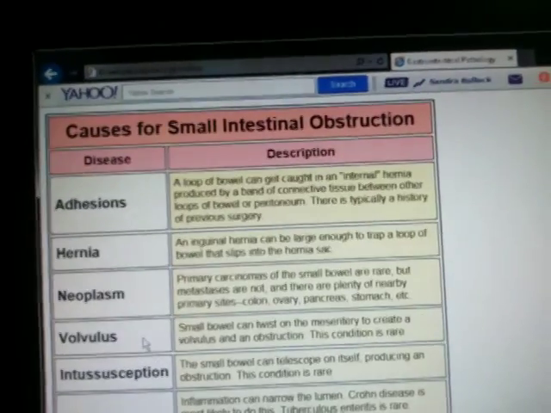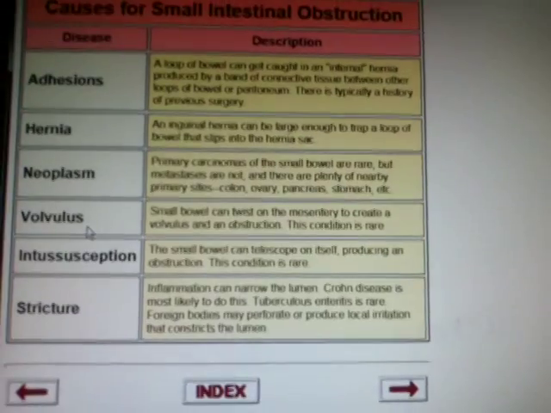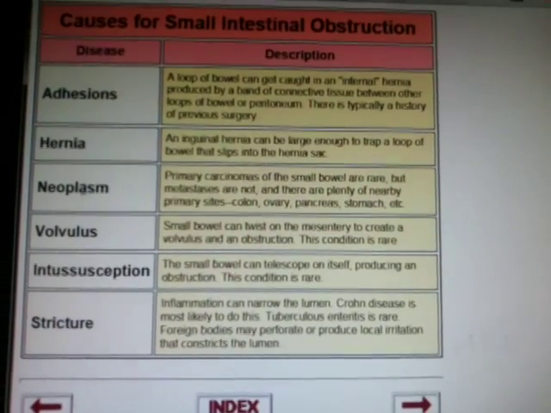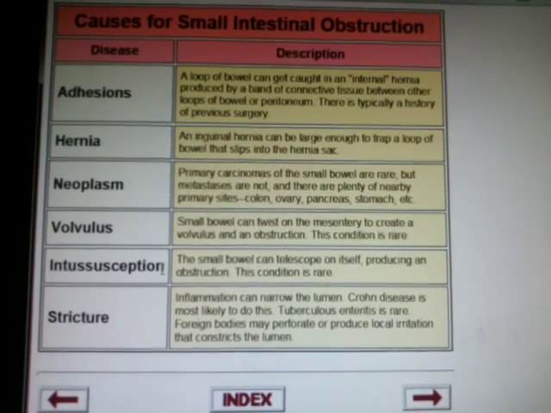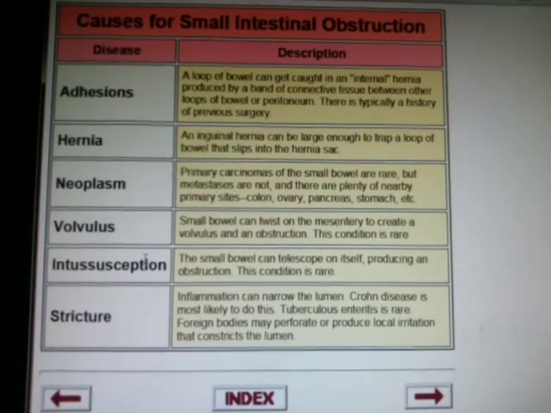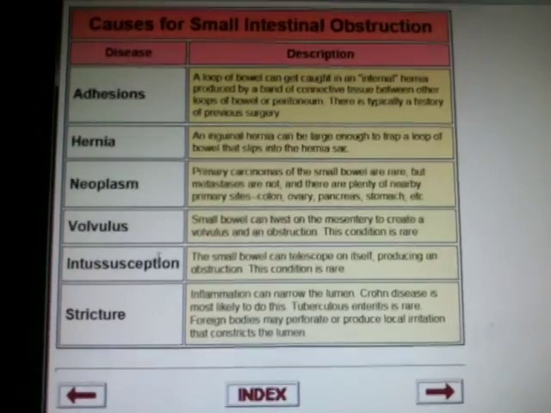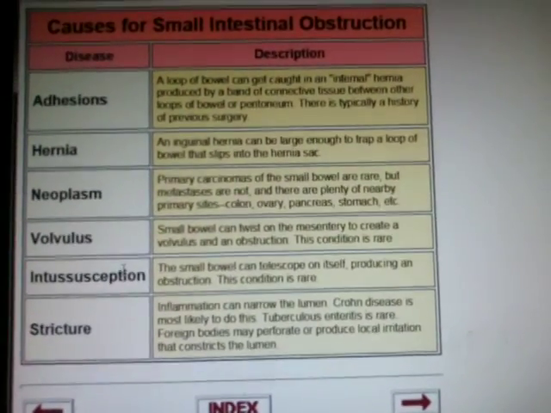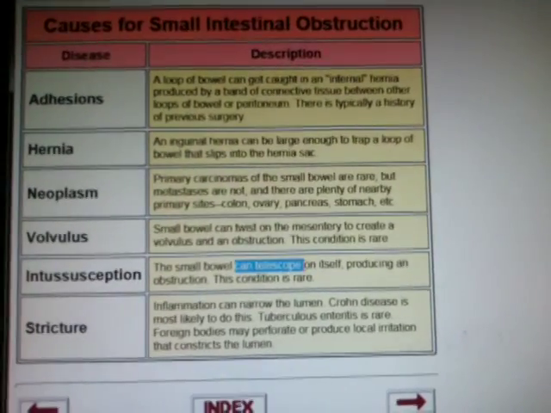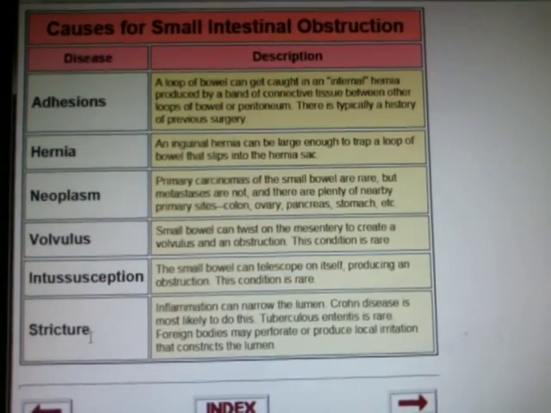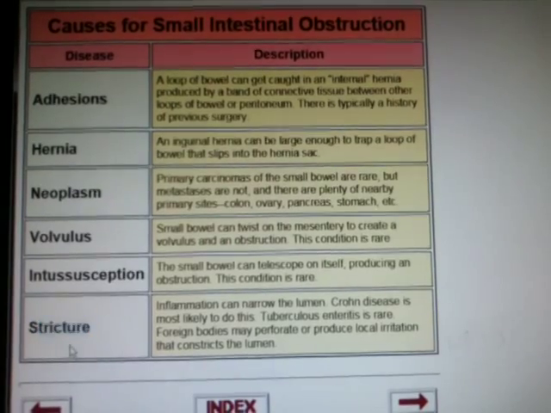The volvulus is when there's a twisting of the bowel loop around itself, or there is a twisting of the mesentery as well. Intussusception is when the bowel invaginates itself, so the lumen will engulf itself, and we'll end up with a lumen inside a lumen, which we call telescope appearance. And the last one is stricture formation.